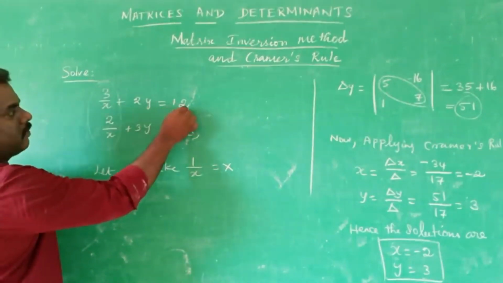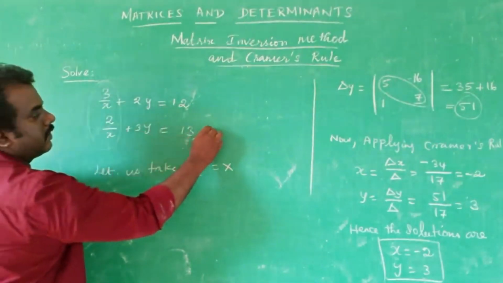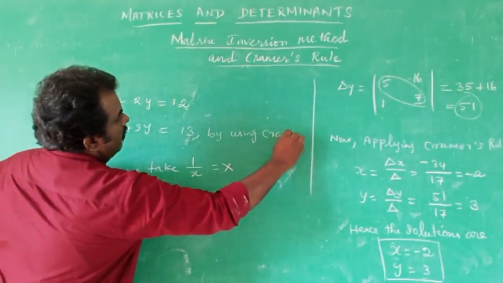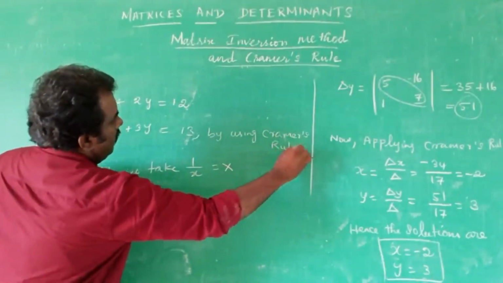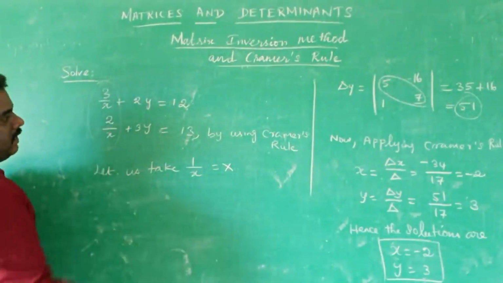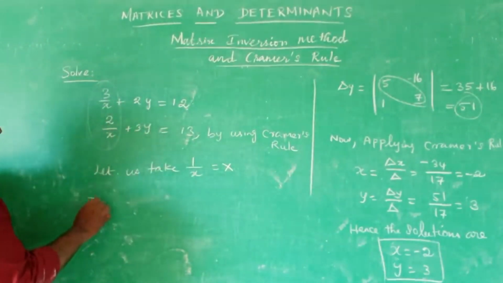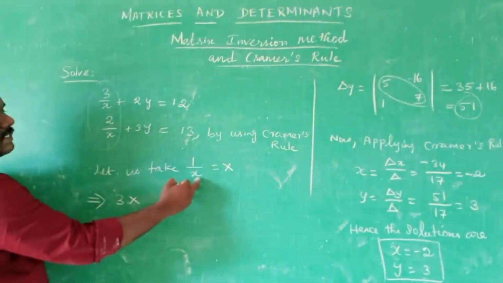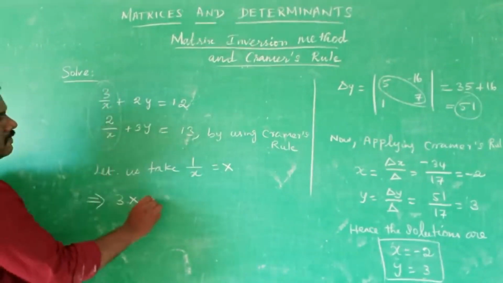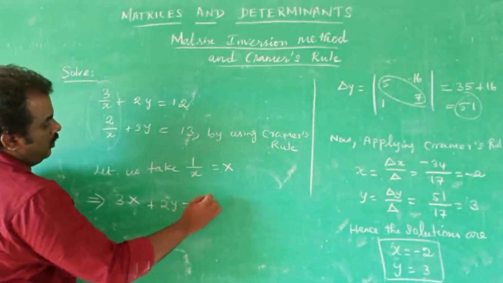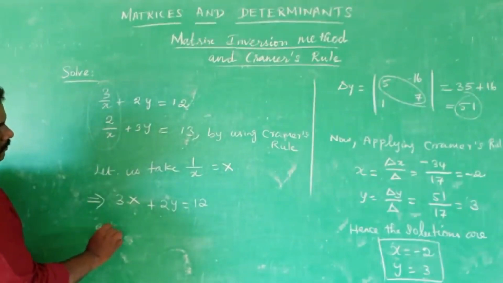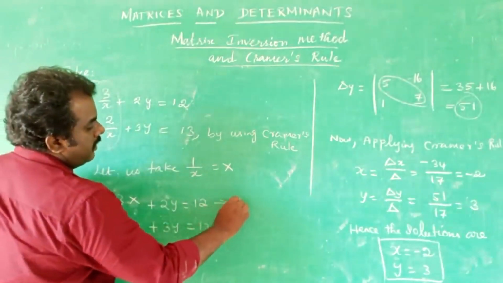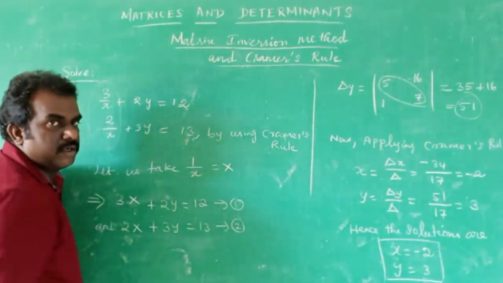Solve 3/x + 2y = 12 and 2/x + 3y = 13 by using Cramer's rule. Let us take 1/x equal to capital X. The above system can be written with 3 into capital X, so 3X + 2y = 12 and 2X + 3y = 13. This is equation number 1 and this is equation number 2.